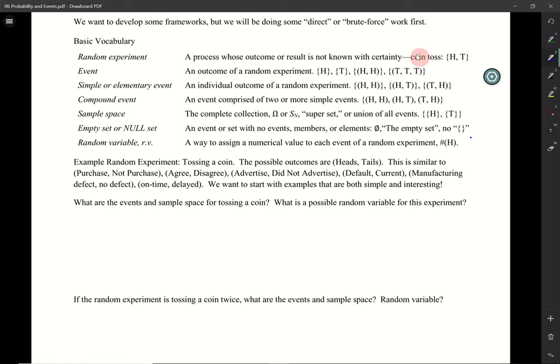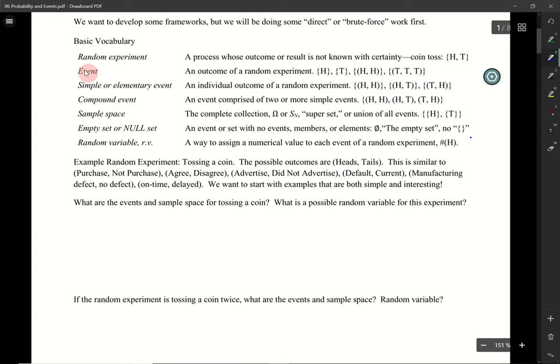In probability, when we talk about an event, we talk about some kind of outcome. So if we're talking about a coin toss, heads could be an event, tails could be an event, or sometimes you repeat these random experiments. If you did two tosses of a coin, one event could be heads, heads. And if you did three tosses of a coin, one event could be tails, tails, tails.